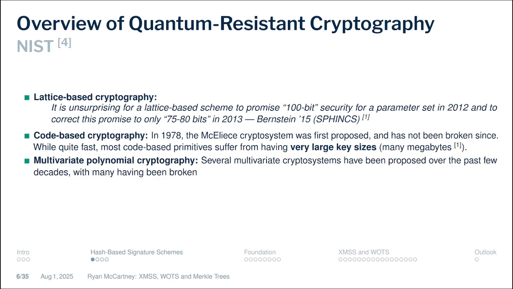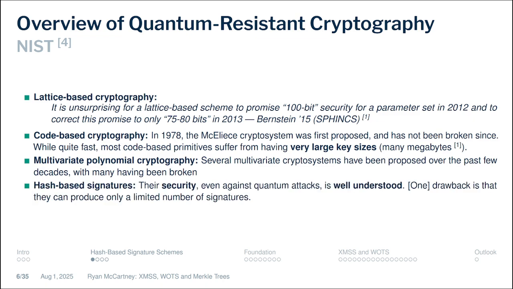And then you also have multivariate polynomial cryptography. As I've said, I won't go into much detail, but many have also been broken. And finally, we're going to look at what we are going to look at today, which is hash-based signatures. Their security is well understood, but they have a drawback, which is that they are limited to the number of signatures they can actually sign. So the digital signatures are upper bounded, and that's why we strive to get 2 to the power of 60 signatures to be signed, in order to have a virtually unlimited amount of signatures to sign.